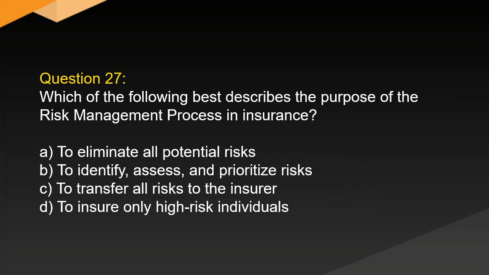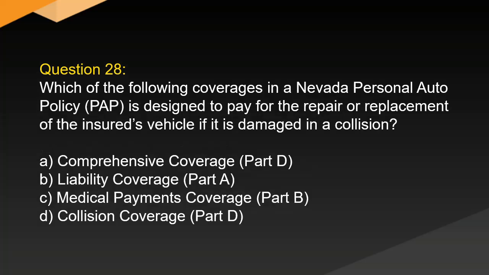Question 27. Which of the following best describes the purpose of the risk management process in insurance? A. To eliminate all potential risks. B. To identify, assess, and prioritize risks. C. To transfer all risks to the insurer. D. To insure only high-risk individuals. Question 28.